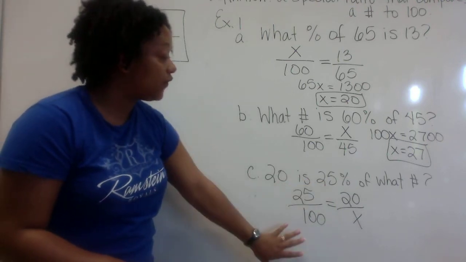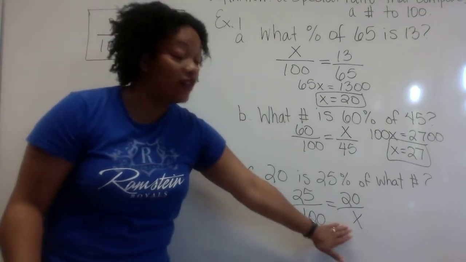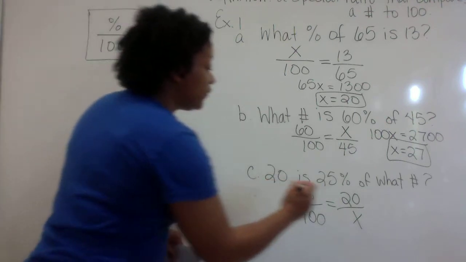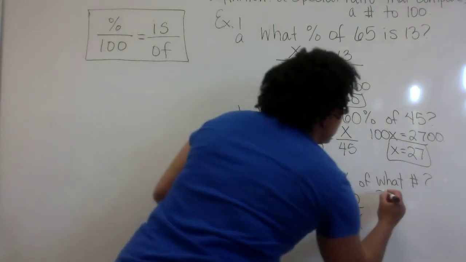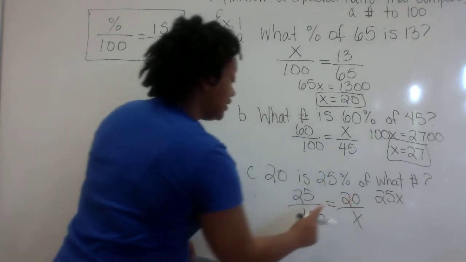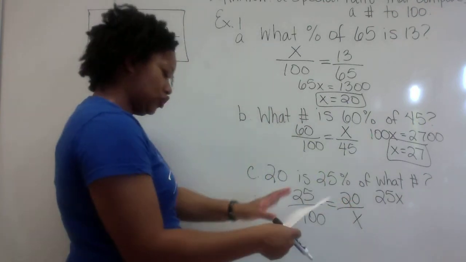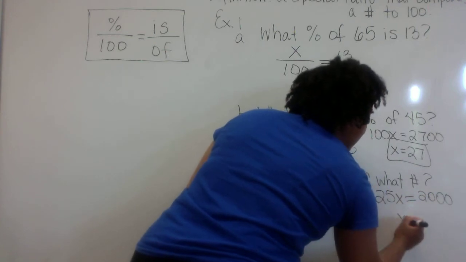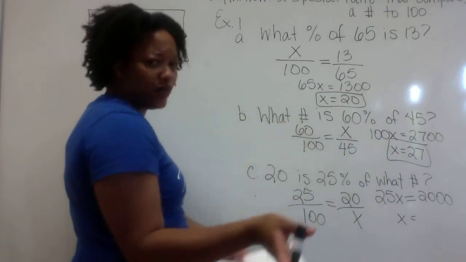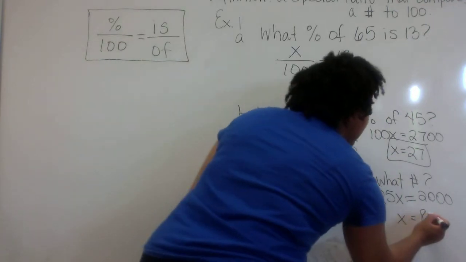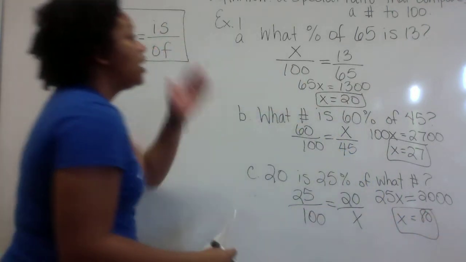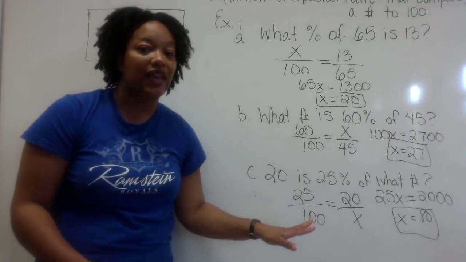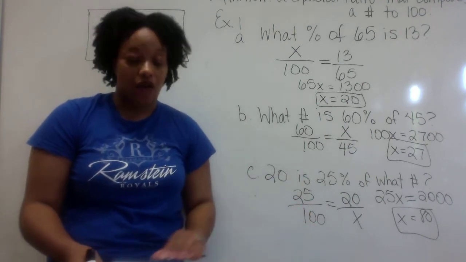20 is 25% of what number? That's where our x goes. Cross multiply, solve for x. 25 times x, can you see me? Yes. Is 25x. 20 times 100 is 2,000. Divide both sides by 25, and x equals 80. Okay? There you go. Easy to do. Don't make a mistake, guys. Don't make a careless mistake. These are easy problems.